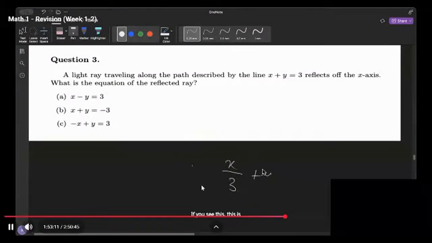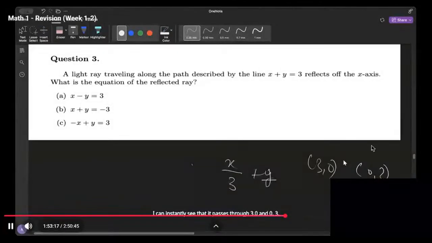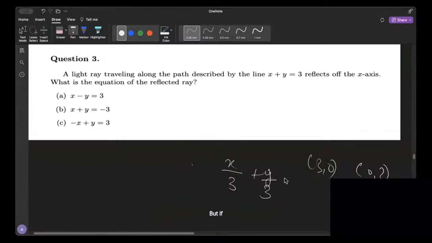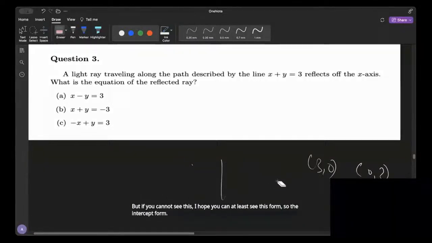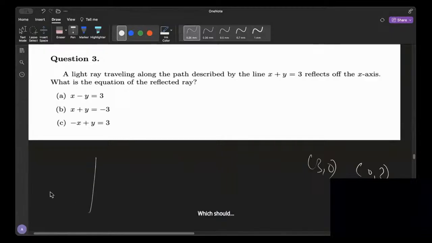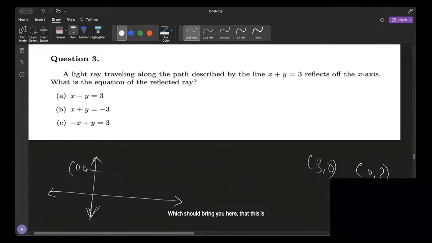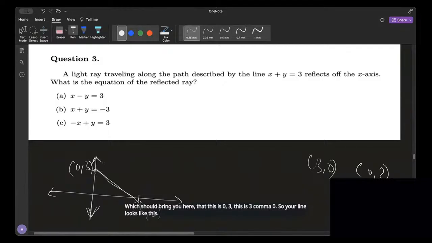I can instantly see that it passes through 3, 0 and 0, 3. But if you cannot see this, I hope you can at least see the slope-intercept form, which should bring you here: this is 0, 3, this is 3, 0. So your line looks like this, right?